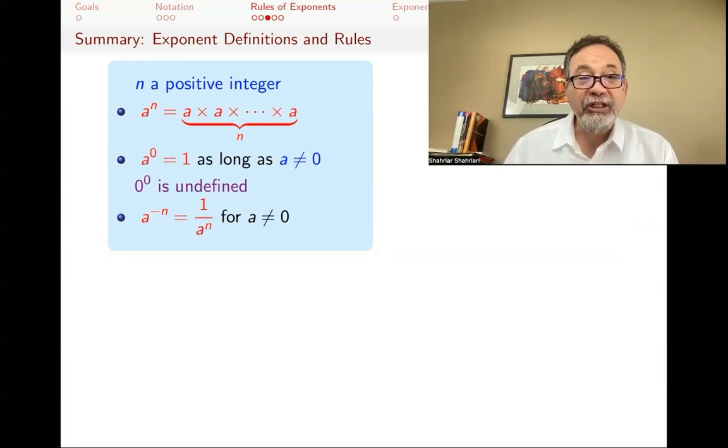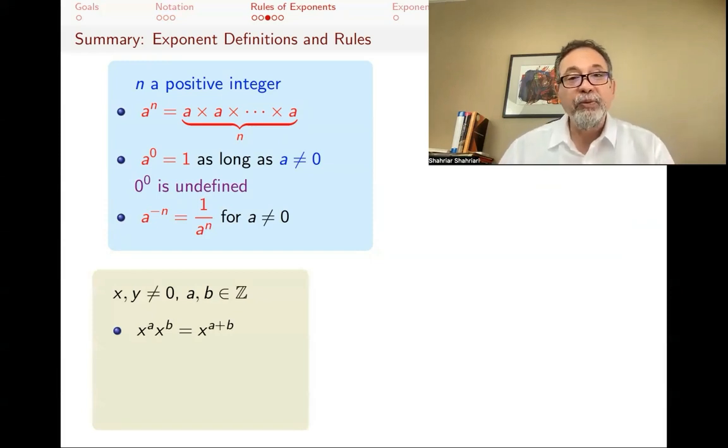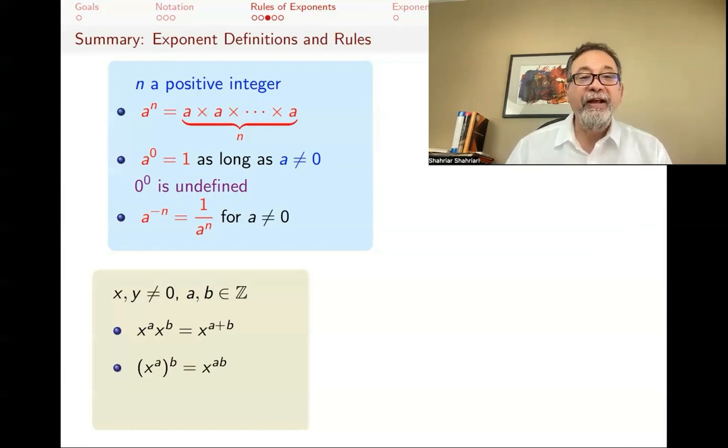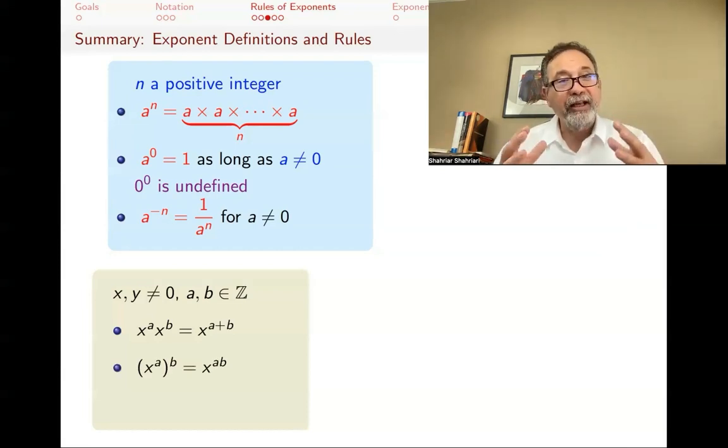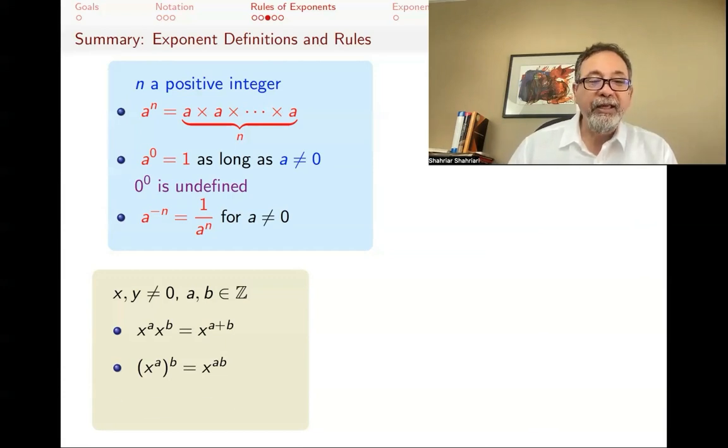Those are the definitions, and the rules are that for non-zero numbers and for integer exponents, x to the a times x to the b, when the bases are the same, you add the exponents. So you get x to the a plus b. X to the a to the b, one exponential raised to another power, you multiply a and b. And xy to the a is x to the a, y to the a.